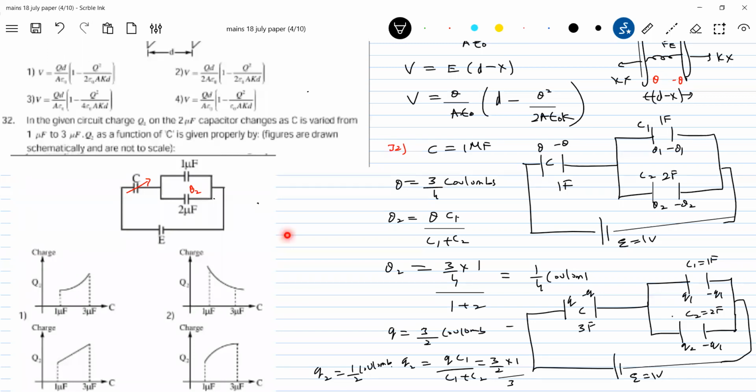Sorry, this Q2 as a function of C, you bring it. Now you go for slope. Okay, fine. This one is just mathematics, so I'm just leaving it. Slope is 3 by (3 plus C) whole square.